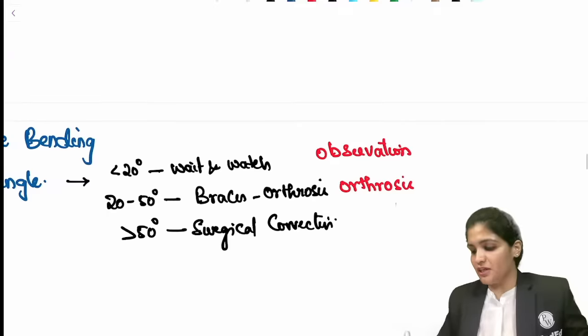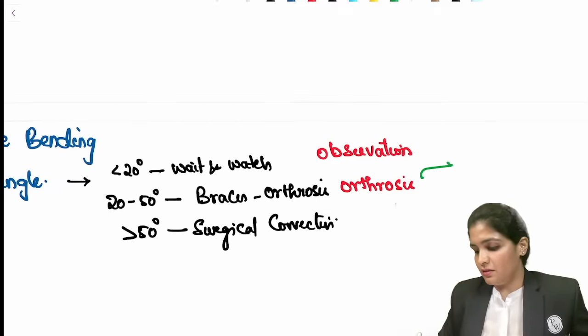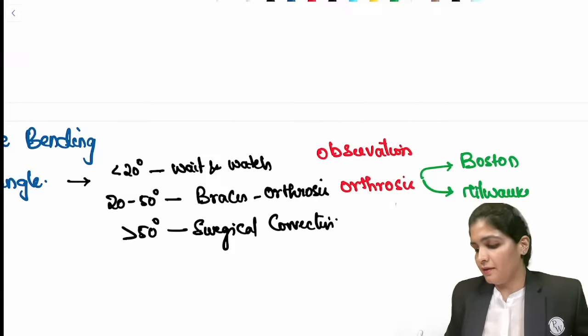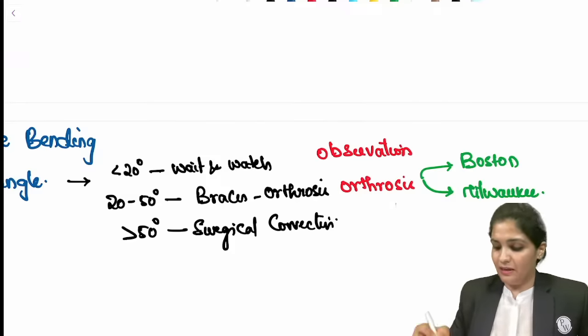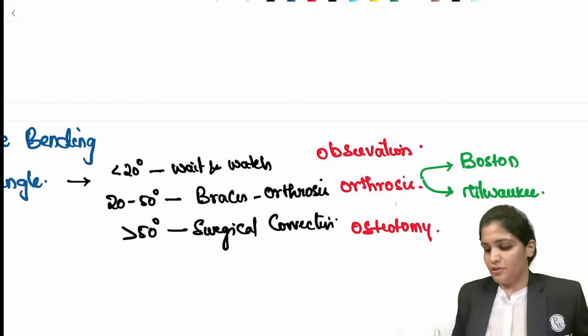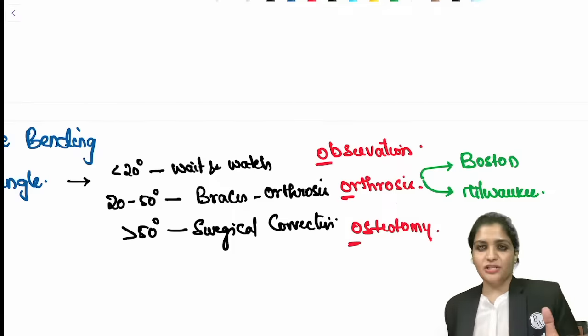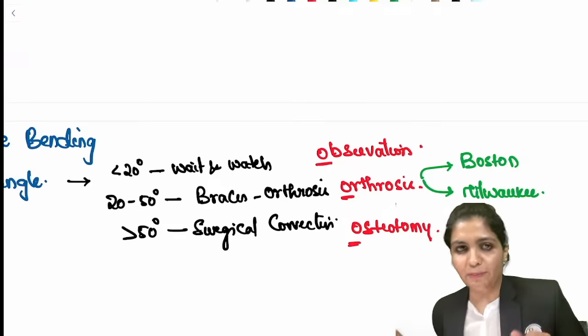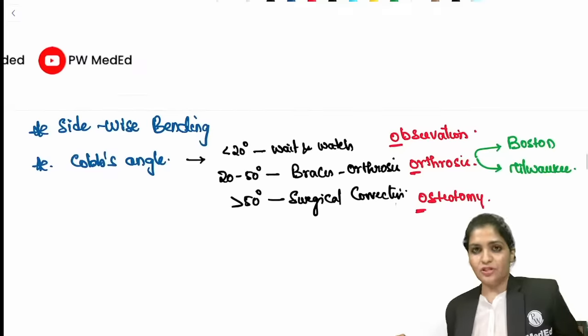What are the orthoses used here? What are the braces? They are the Boston brace and Milwaukee brace. Then if it is more than 50, you go for osteotomy correction. So surgical correction, that is osteotomy. Remember three O's for Cobb's angle, right? And the orthoses used are the Boston and Milwaukee braces. So that is about scoliosis.